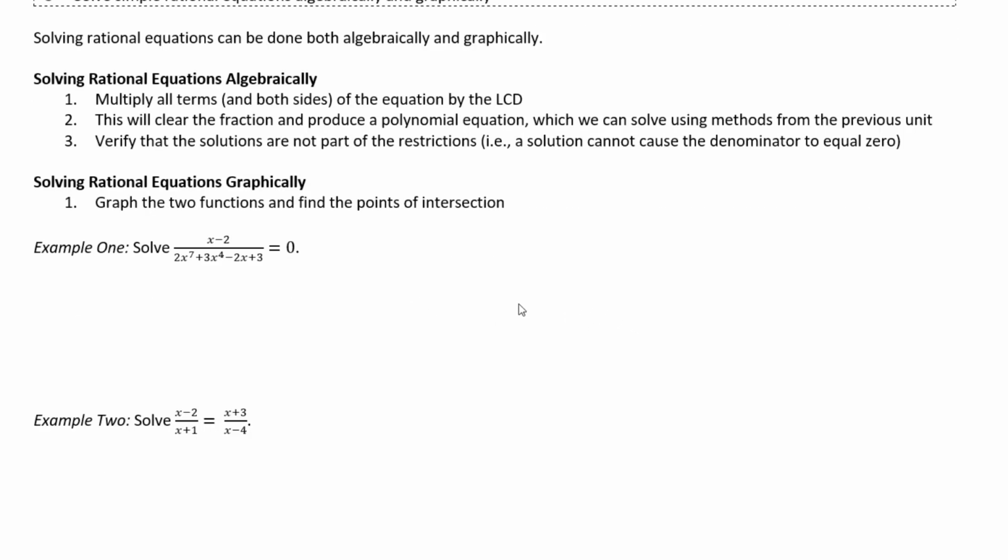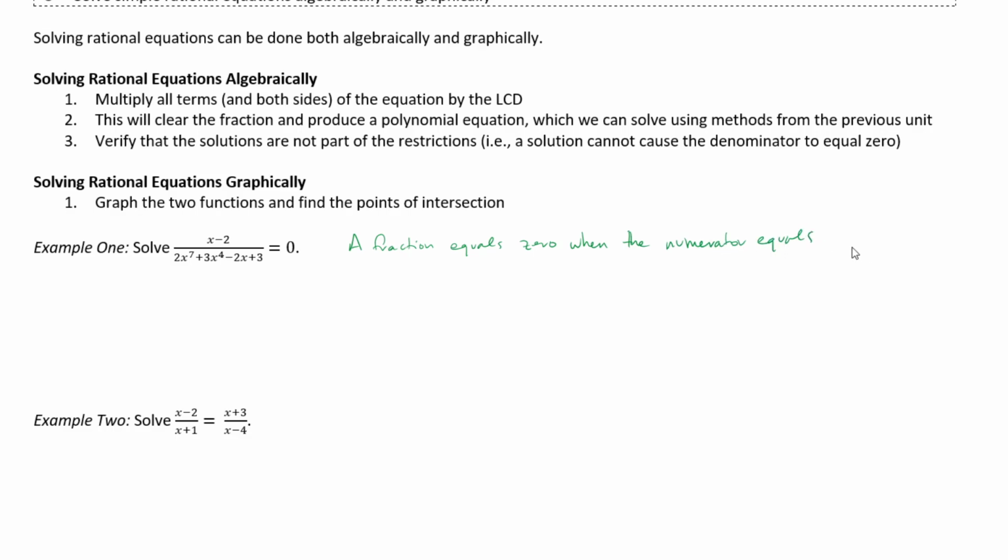So the first question is actually quite easy. You have x minus 2 over 2x^7 plus 3x^4 minus 2x plus 3, all equal to 0. And the key thing to understand or remember here is that a fraction equals 0 when the numerator equals 0.